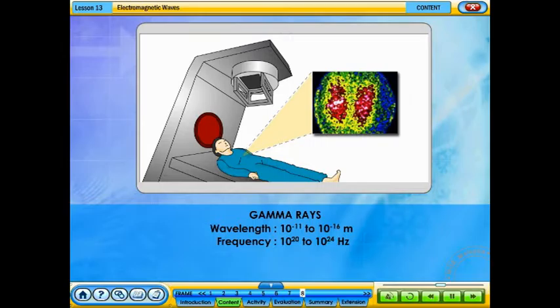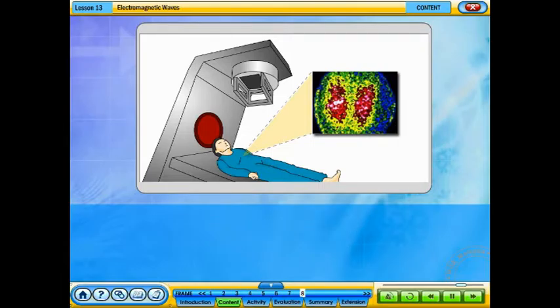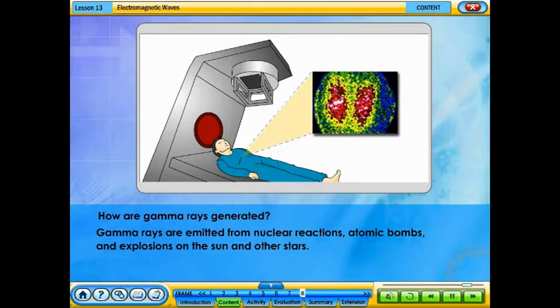Gamma rays carry a large amount of energy. They pass through most materials and are quite difficult to stop. You need lead or concrete in order to block them out. How are gamma rays generated? Gamma rays are emitted from nuclear reactions, atomic bombs, and explosions on the Sun and other stars.